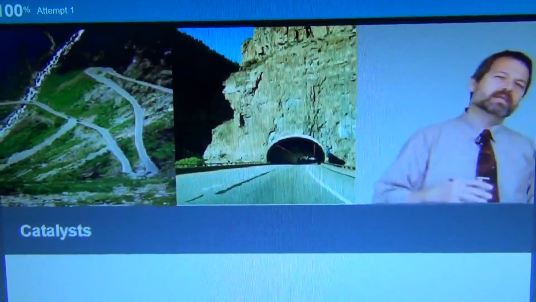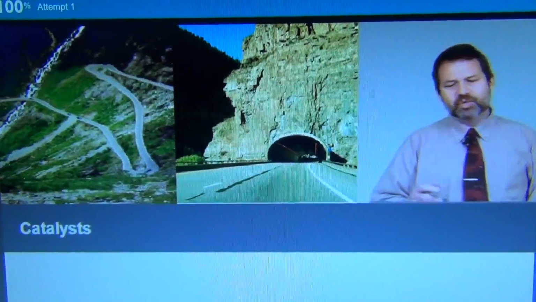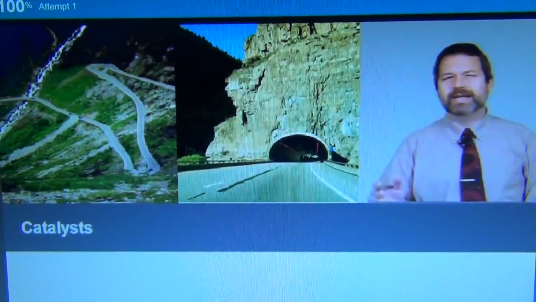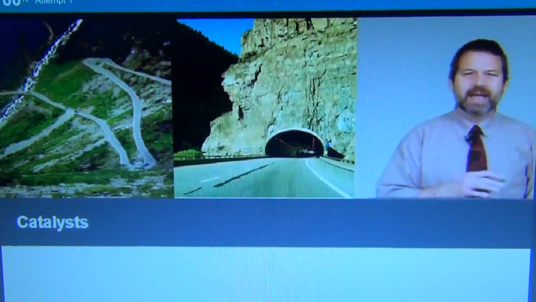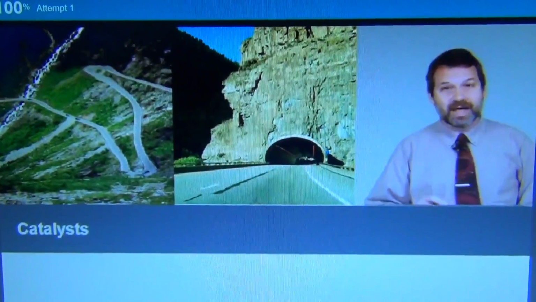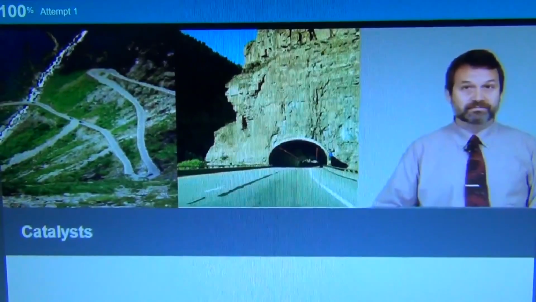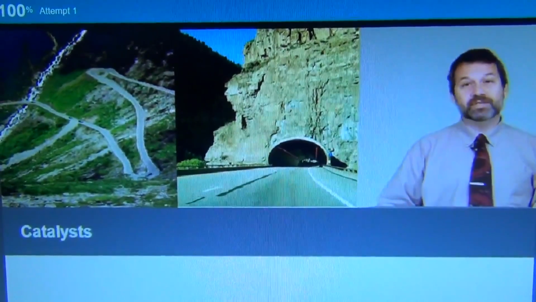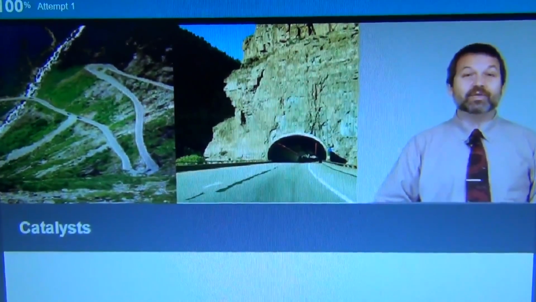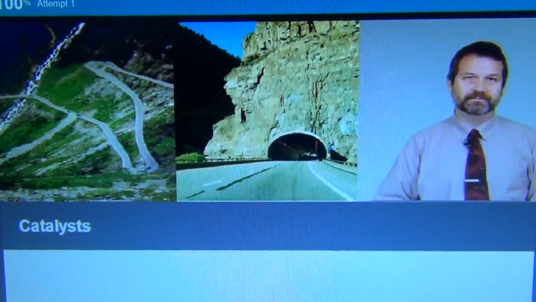Imagine that you're on one side of the mountain and you want to get to the other side. You can take the long, winding road that switches back and forth, both up to the top and down the other side, or you can shoot through the tunnel. What catalysts do is let your chemical reactions shoot through the tunnel.